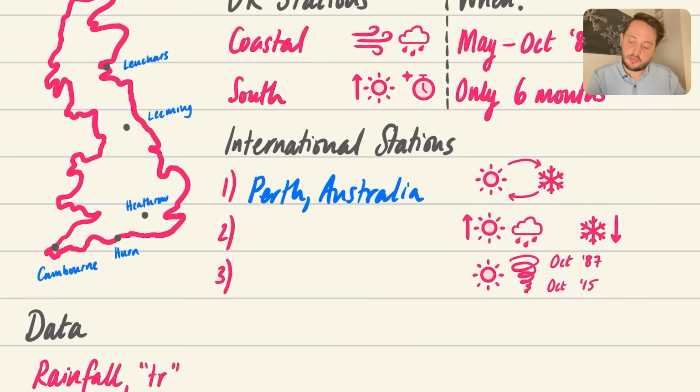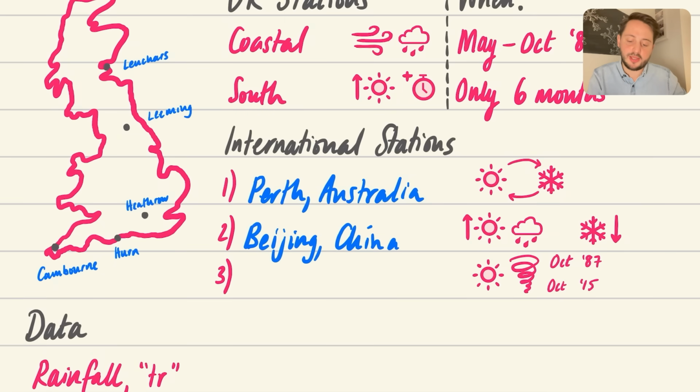Now, the second place that I've got here, I've said that it is really hot and also really rainy in the summer, and in the winter it gets very, very cold. So it's more extreme, more seasonal, and this is Beijing, which is in China.